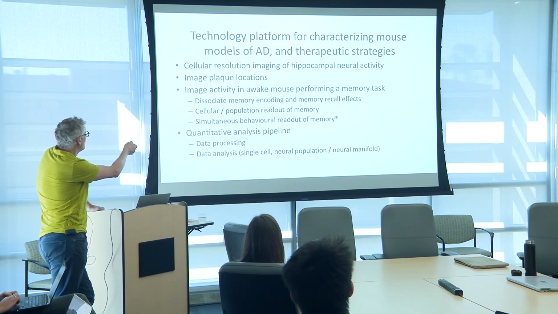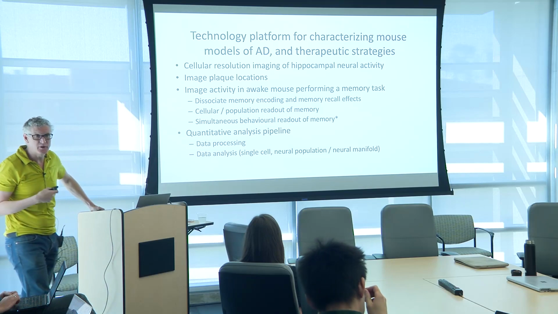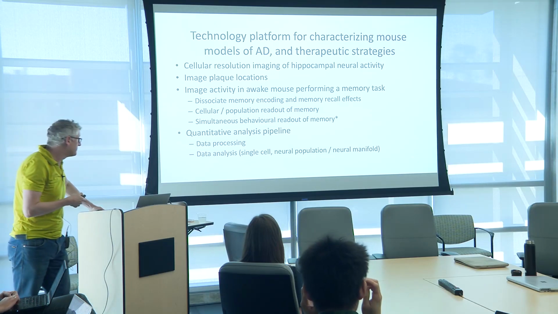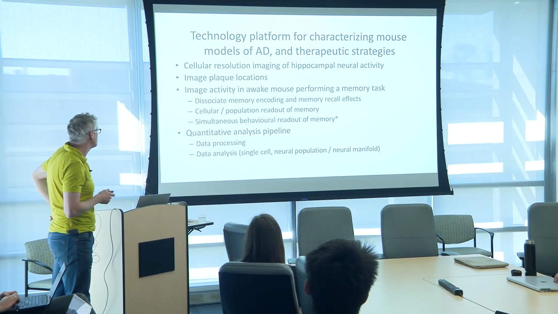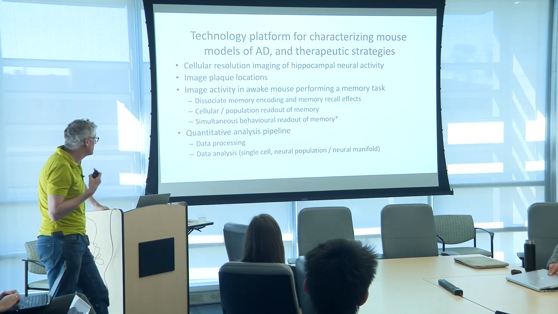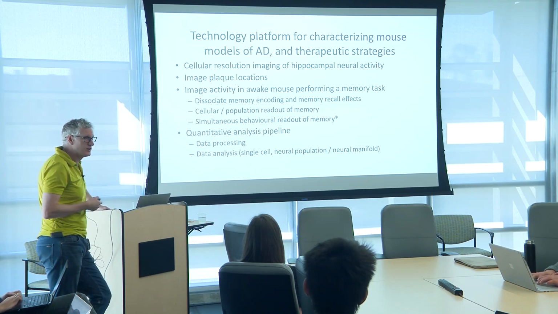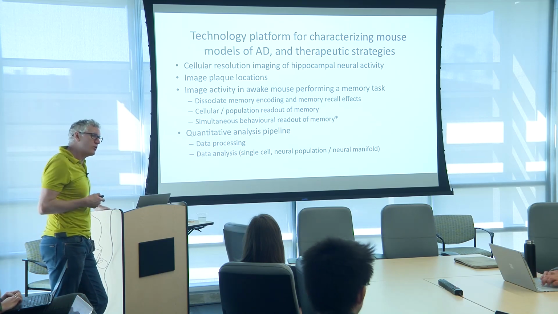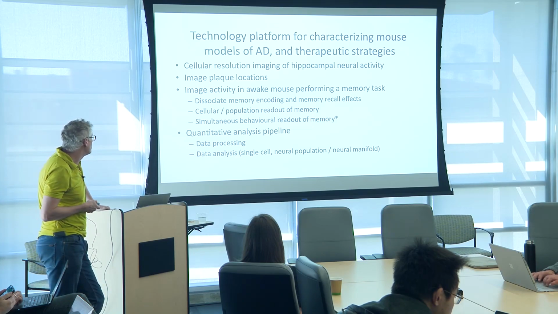So one of the things that we can do, as we'll see, is dissociate memory encoding and memory recall effects. Now, I don't know that they'll have a separate effect there, but I think it's an important thing to look at. When we have disturbed memory performance, is it that you just can't recall, or is the formation of memories itself damaged as well?